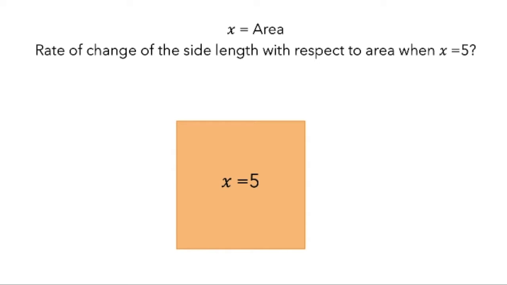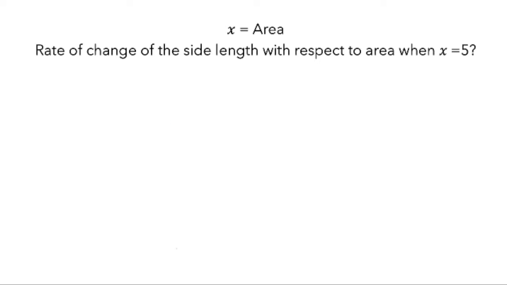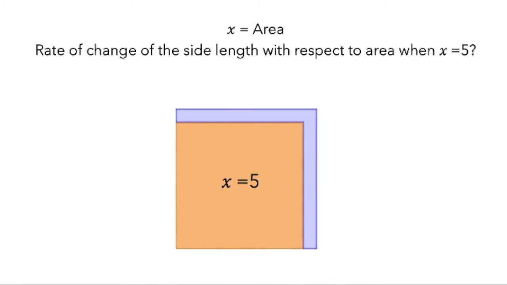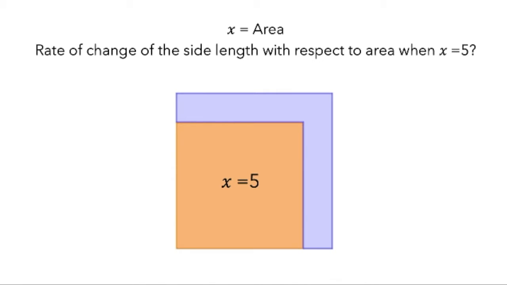Initially, it seems like we don't need to use a variable because we already know the area of the square. But if we're interested in thinking about the rate of change, then we need to imagine that the square is growing, so that the side length and the area are both getting larger. And right when the area is 5, we want to know the rate of change of the side length.